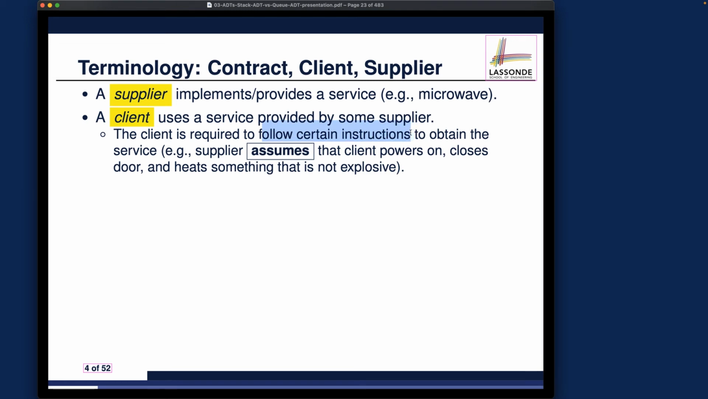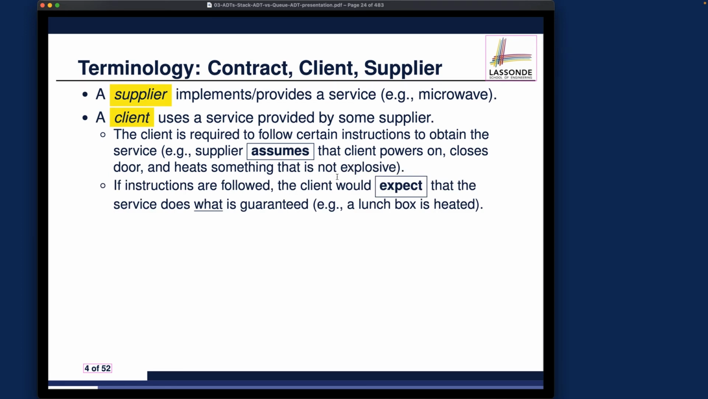For example, if you want to use a microwave, it is assumed that you, as a client, should, number 1, turn on the power, number 2, close the door, and number 3, whatever you want to heat should not be explosive, right? If you violate any of these assumptions, that means the contract you actually sign between the microwave manufacturer and yourself has been broken. In order for you to really get some service as a client, you must make sure you follow all the instructions, all the assumptions. If the assumption is broken, that means the contract is broken.